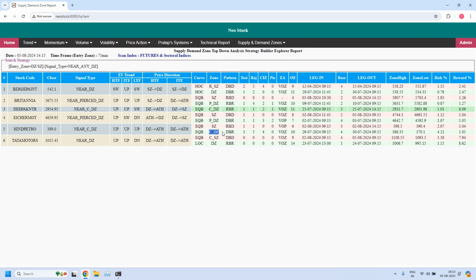And we have a valid Hindustan Petroleum. Already explained in today's HLQ analysis. Today we discussed about it. So still it is valid. So this is the only one valid high liquidity zone from the 75 minutes demand zone.